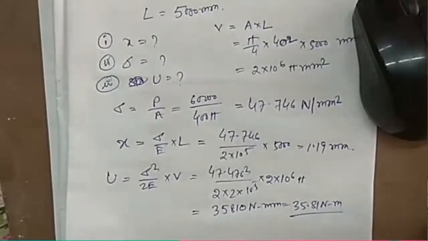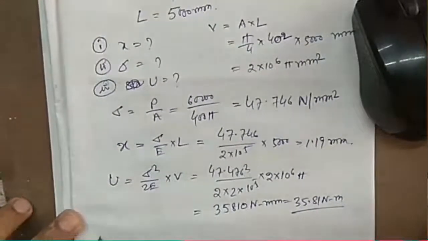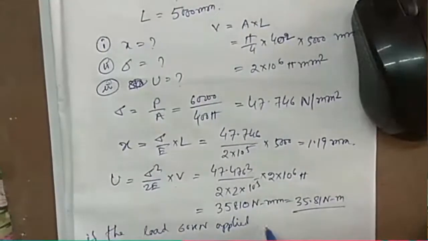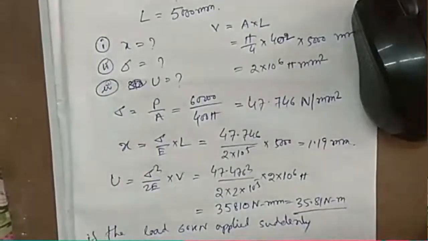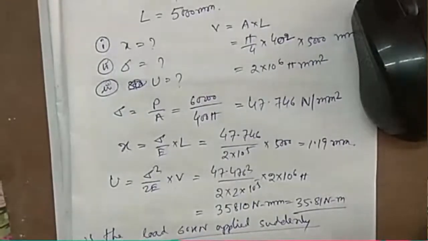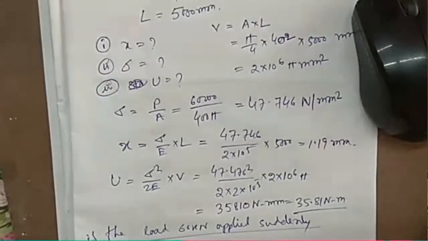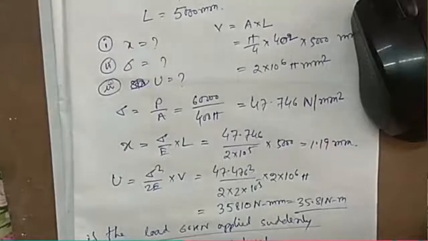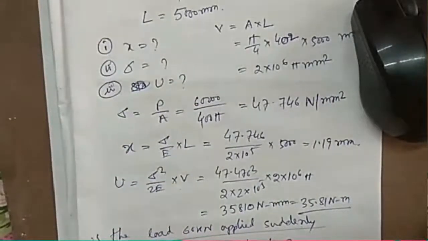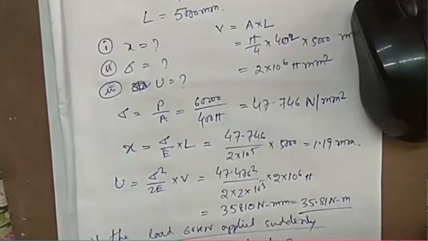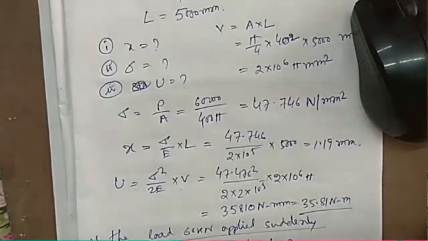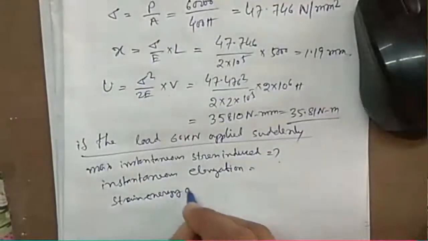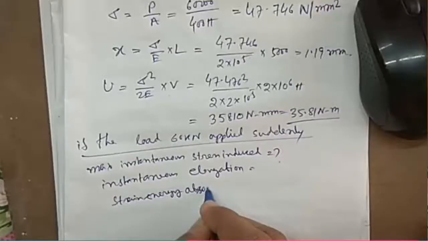Now we will discuss: if the load (60 kilonewton) is applied suddenly, then find out the maximum instantaneous stress induced, instantaneous elongation, and strain energy absorbed. This is what we have to find out.